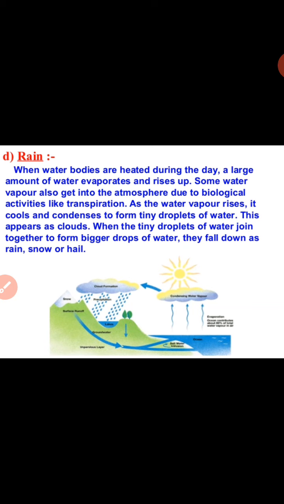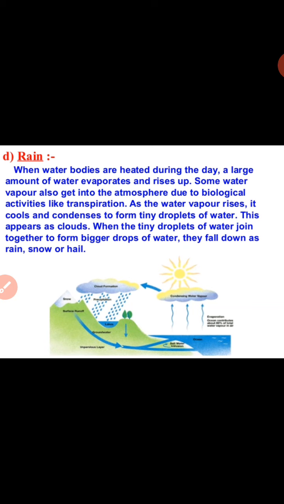When the water bodies are heated during the day, a large amount of water evaporates and rises up. Some water vapor also gets into the atmosphere due to biological activities like transpiration. As you all know the process of evaporation, due to the heat of the sun, a large amount of water gets evaporated into the sky and becomes a cloud. It is not always evaporation, there are also other activities such as transpiration.